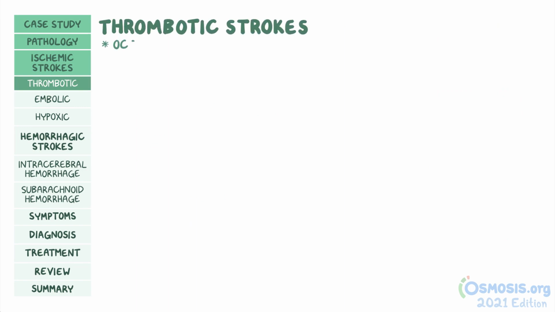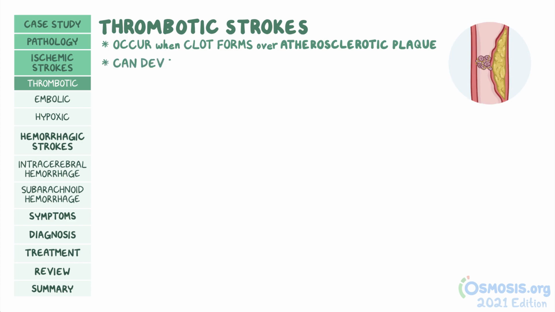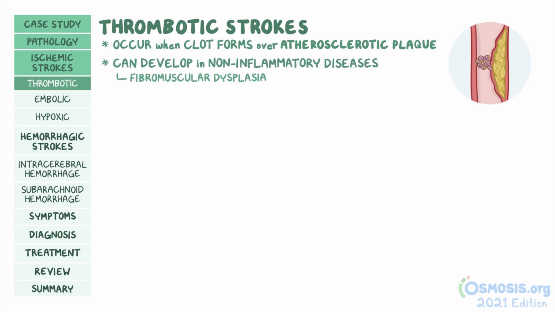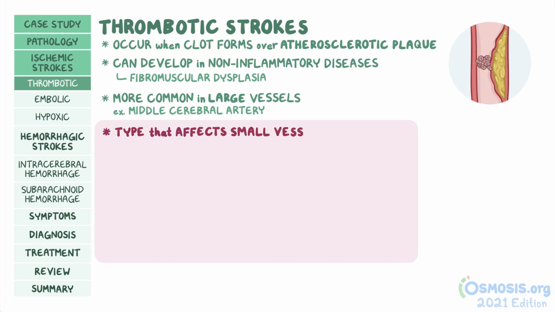Thrombotic strokes usually occur when a clot forms over an atherosclerotic plaque, but they can also develop in non-inflammatory diseases like fibromuscular dysplasia. They're more common in large vessels, like the middle cerebral artery, but there's a type of stroke that affects small vessels, called lacunar strokes. And these are very high yield.